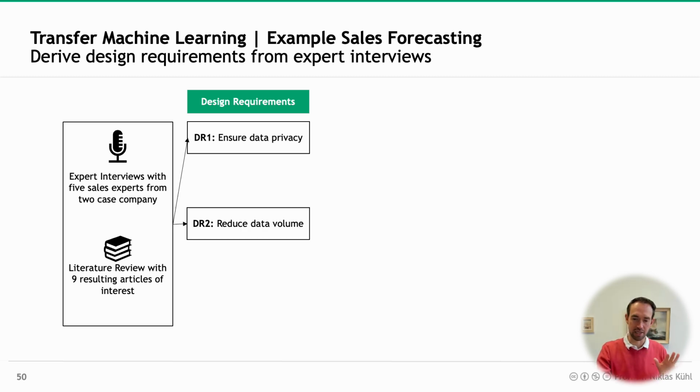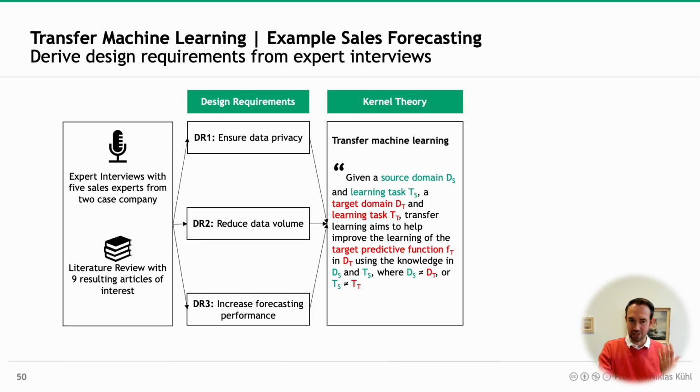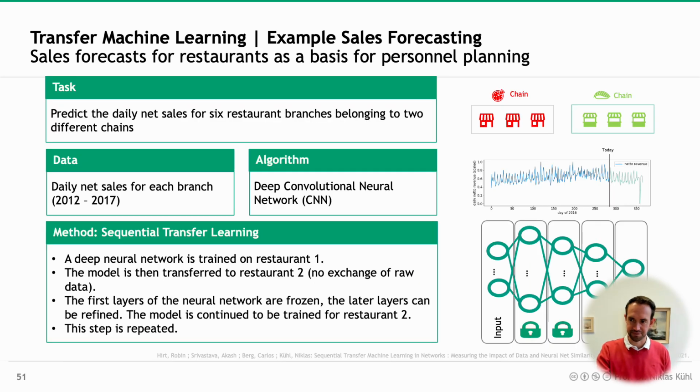You can see similarities here to the challenges in system-wide learning. And something that I tend to forget to mention all the time, but that's of course really important in collaboration with industry, is it also needs to lead to an increase of forecasting performance. How do we do that? Well, we addressed this with our kernel theory, with our justificatory knowledge from the field of transfer machine learning, and we wanted to instantiate this in 2 cases. One case was sales forecasting for restaurant chains, and the other one was sales forecasting for new products.